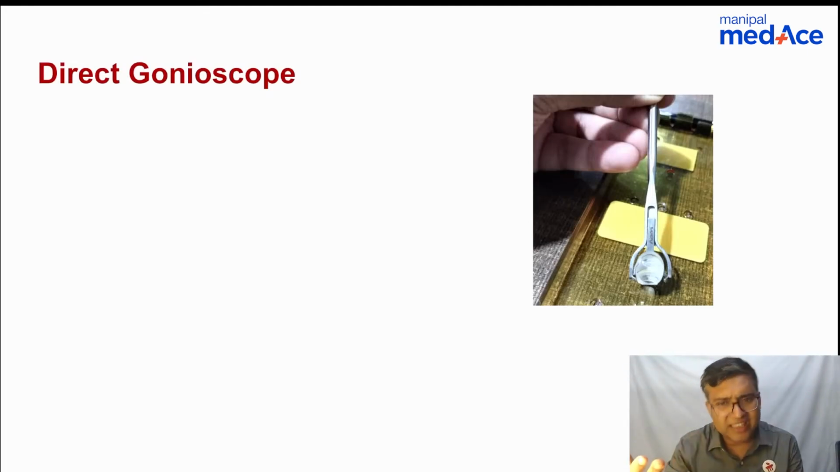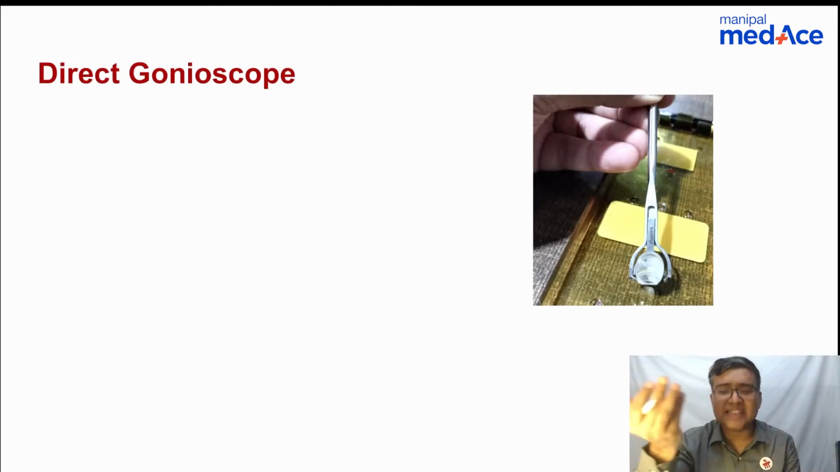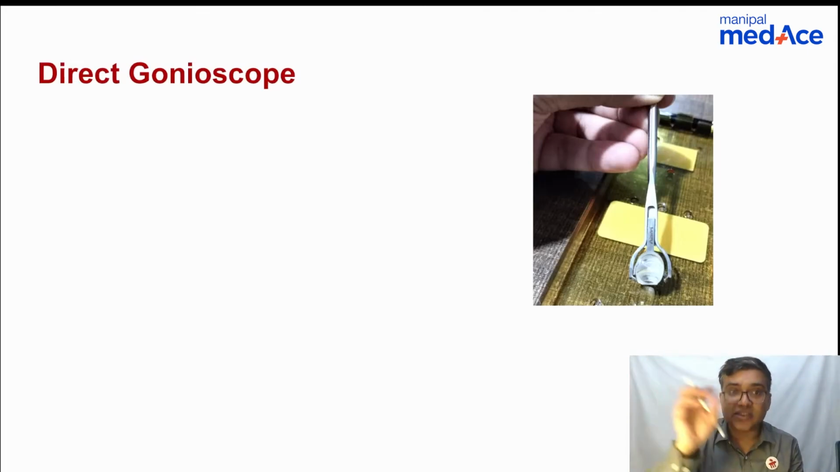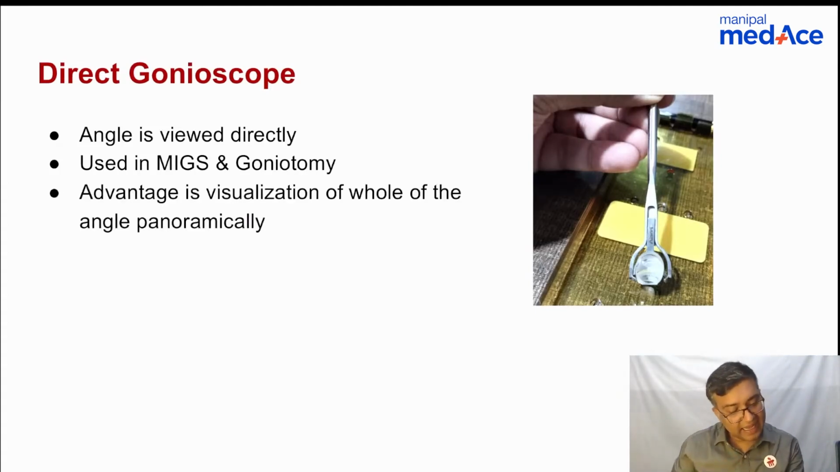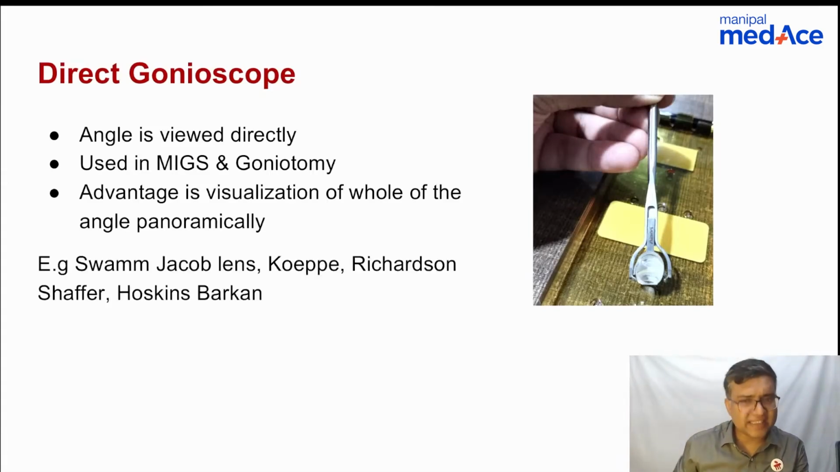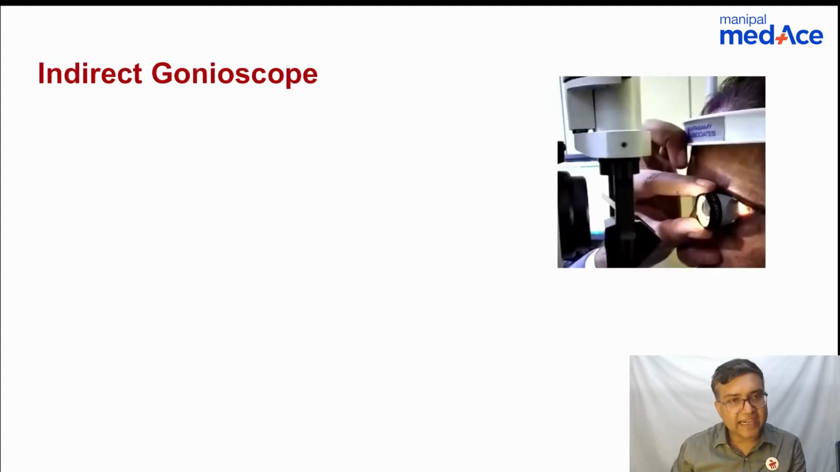So in patients of congenital glaucoma, where you have to do some surgeries in the angle, or microinvasive glaucoma surgeries like goniotomy, or if you are going for a stent procedure, you have to have direct visualization of the various angle structures. You use these direct gonioscopes. Your options are that you can use a Swan-Jacob, as you can see here. There are some other types of gonioscopes as well, like the Richardson gonioscope and the Barkan gonioscope. So these are the various types of direct gonioscopes.